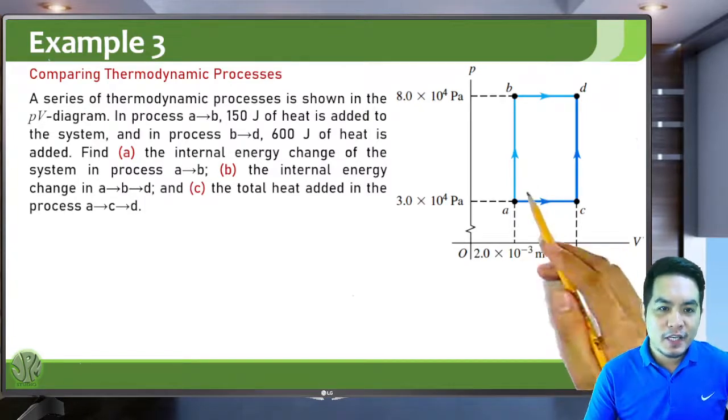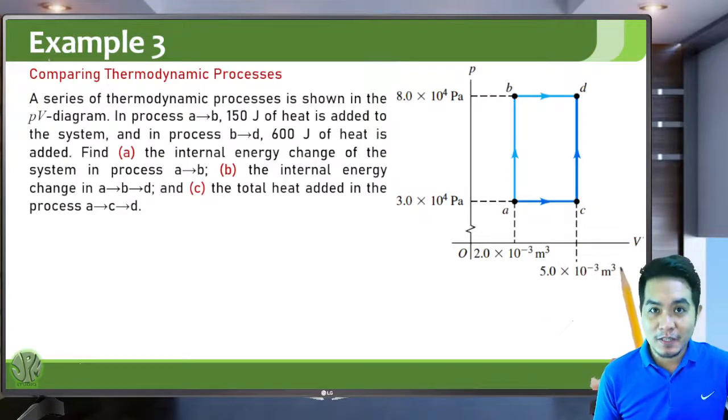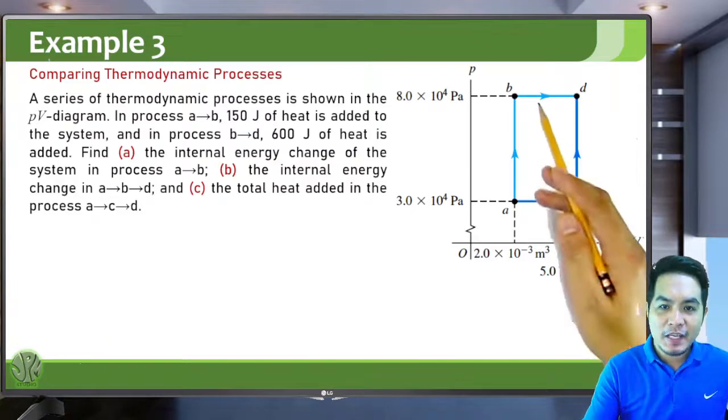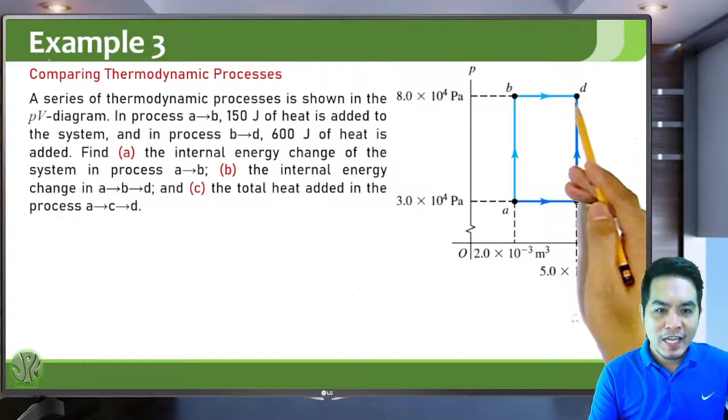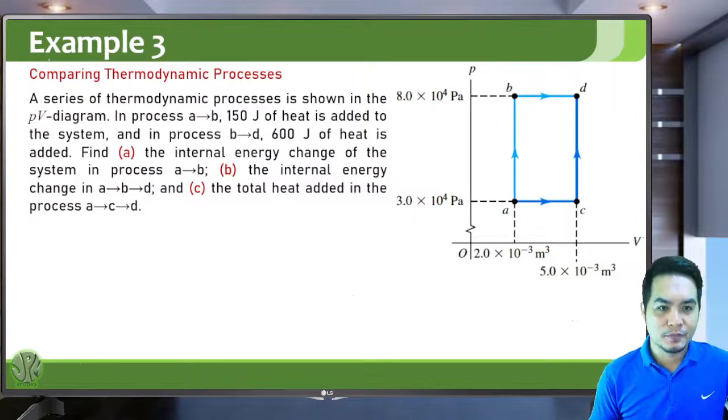In this process, A to B, 150 joules of heat is added to the system. So that's positive heat because that's added to the system. And in the process B to D, 600 joules of heat is also added to the system. Find the internal energy change of the system in the process A to B, the internal energy change in the process A to B to D, and the total heat added in the process A to C to D.